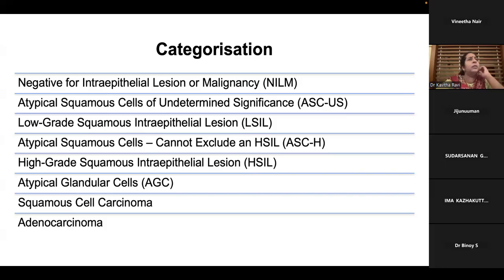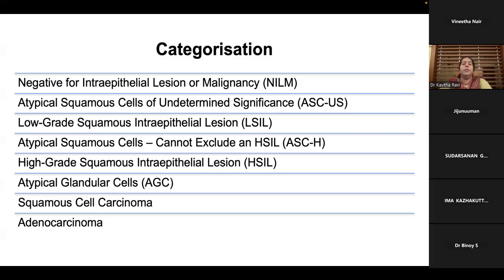Now, in our place, cervical cancer is much less common as of now, but we have those dysplasias. Otherwise, all the patients which we used to report as inflammatory smear, whichever smear you see, at the end of the report the pathologist would have written inflammatory smear. So that is now reported as negative for intraepithelial lesion or malignancy, or the NILM.